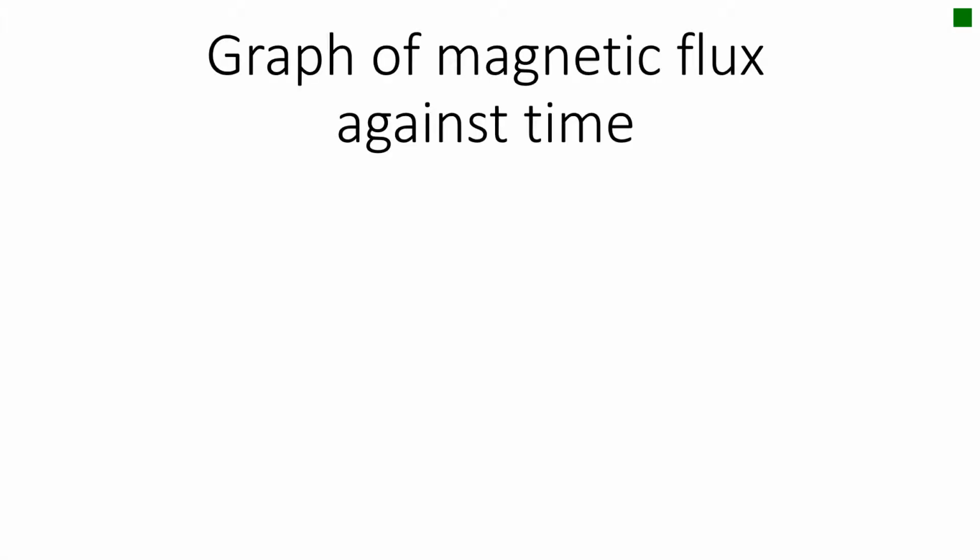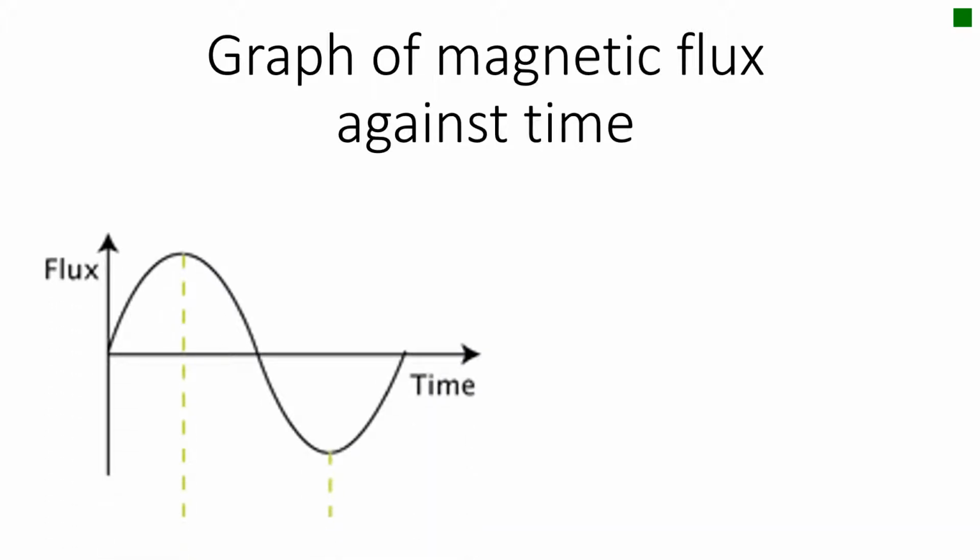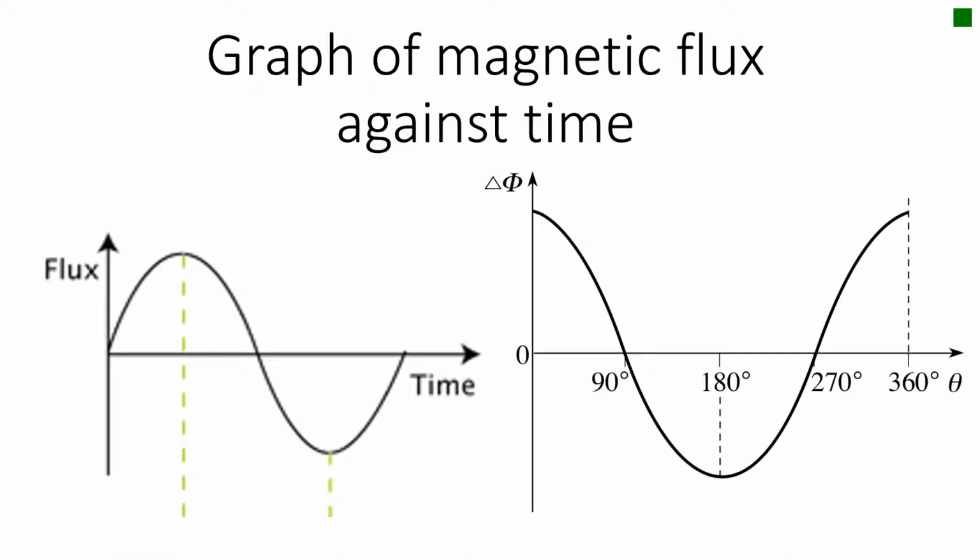Hi everyone, today I'll be talking about the graphs related to DC generator. Firstly, this is the graph of flux against time, and this is the graph of change of flux against time.